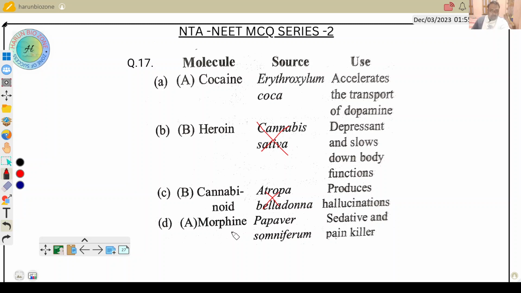Morphine is from Papaver somniferum and is a sedative and painkiller. During surgery, this medicine is used as a sedative and painkiller. So here the correct answer is D, and the correct answer is cocaine.